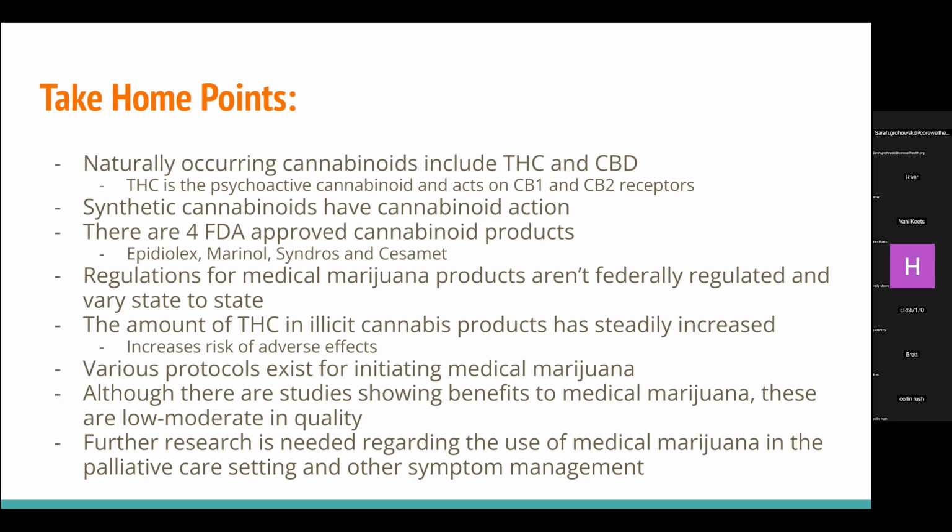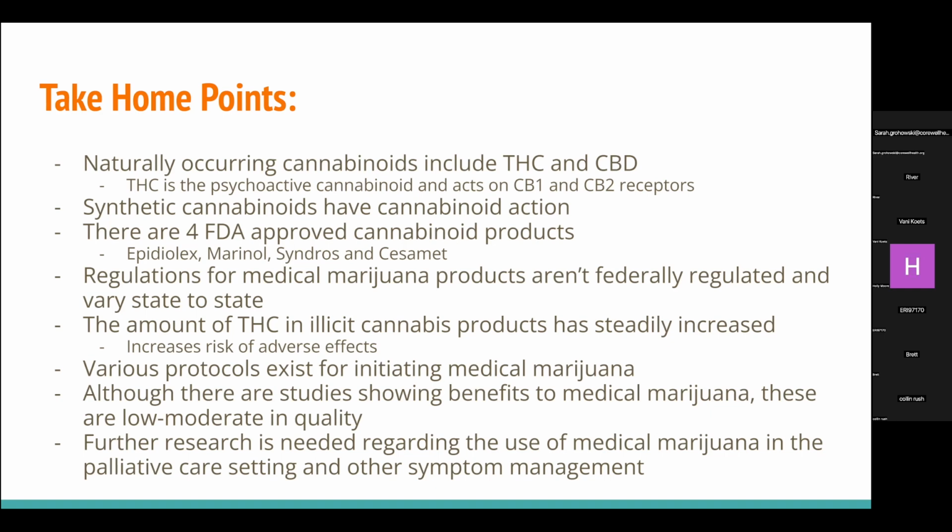There are the 4 FDA-approved products. Epidiolex, that's the one for pediatric seizures. Marinol and Syndros have the anorexia and AIDS and chemotherapy-induced nausea and vomiting approval, and Cesamet is just for chemotherapy-induced nausea and vomiting.